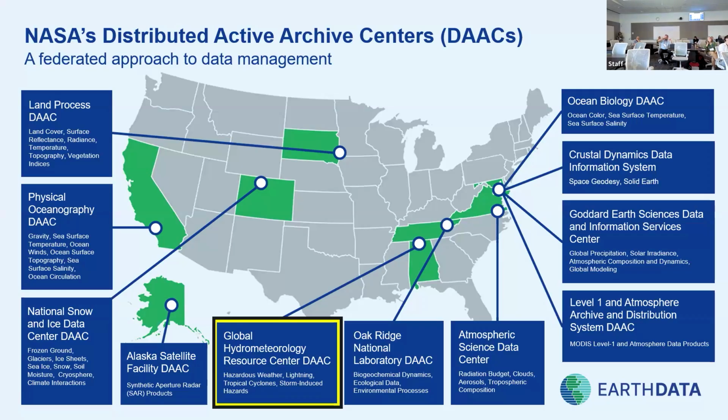As we mentioned, I'm from the Global Hydrometeorology Resource Center. We are one of 11 DACs distributed across the country. And really our goal is to make sure that NASA's Earth science data is freely available to the user community. That is whether it's a research group, universities, or international and domestic collaborators. So it's a pretty wide-ranging user base that we work with. Each DAC also has its own capabilities, points of interest and expertise. Ours is in hazardous weather, lightning, and other features like precipitation.